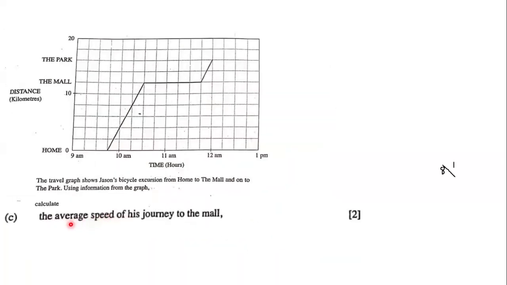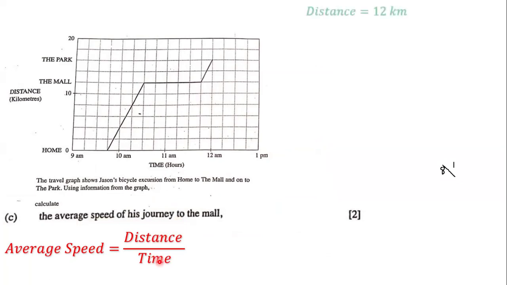Next, we have to determine the average speed of his journey to the mall. Now, average speed is distance divided by time. The distance from home to the mall is 12 kilometers. That's 2, 4, 6, 8, 10, 12. Now the time taken, we have to subtract. So the time taken is going to be the time that he left home, which is 9:45, because this is 9, this is 9:15, this is 9:30, so this is 9:45.